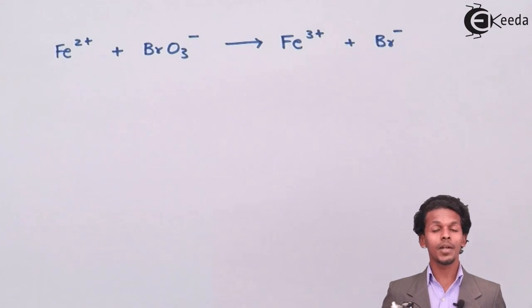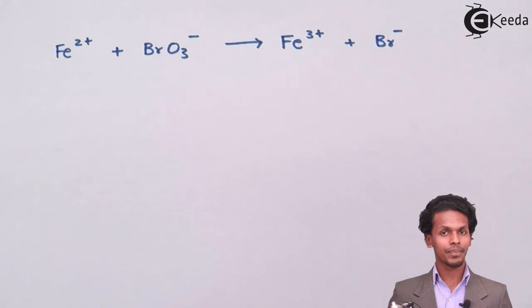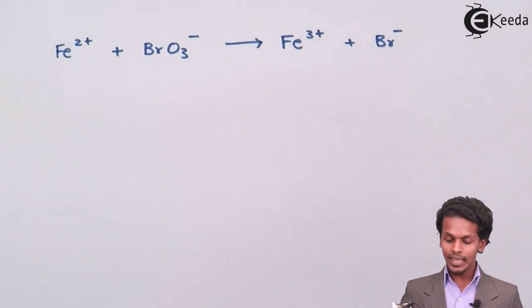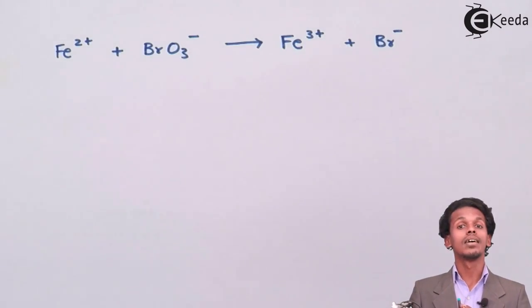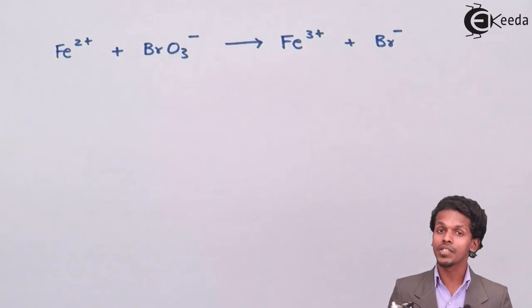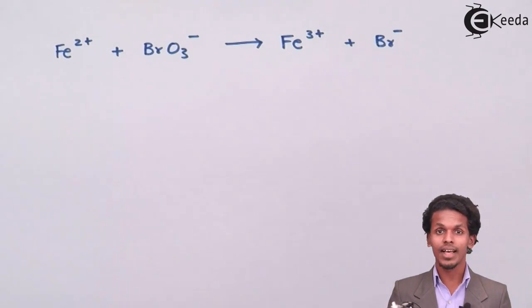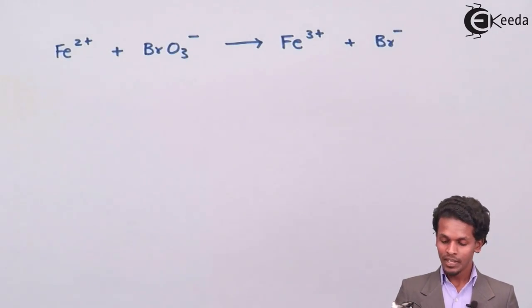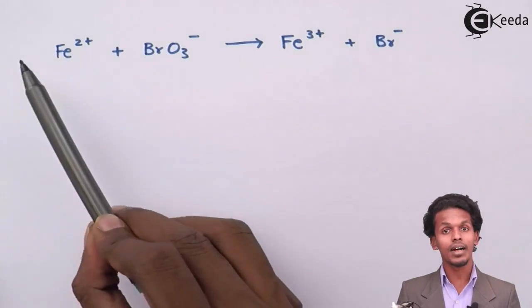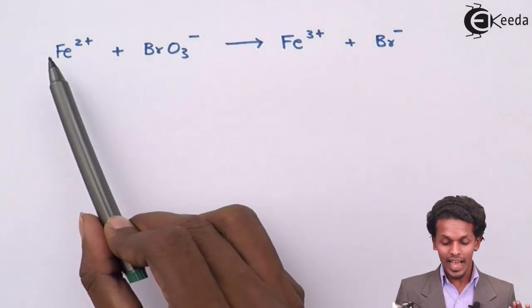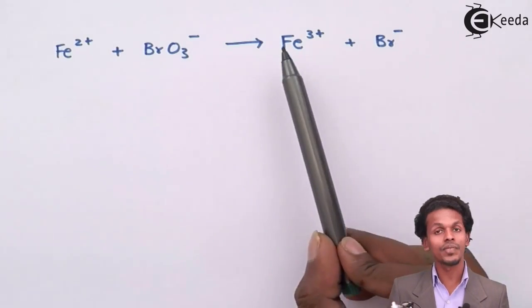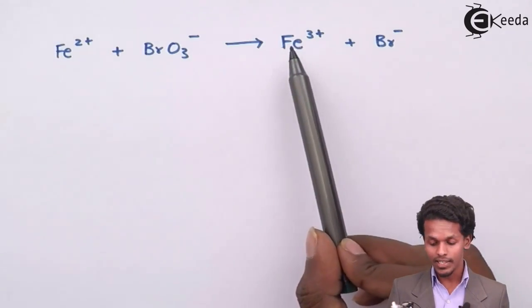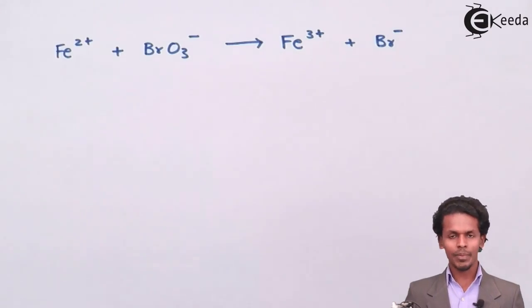So this is the unbalanced reaction that is mentioned on your screen. As we can see, the first step should be to check whether the atoms other than oxygen and other than hydrogen are balanced or not. The number of moles of iron in the reactant side is 1, and the number of moles of Fe3+ ion is also 1. So both are balanced.